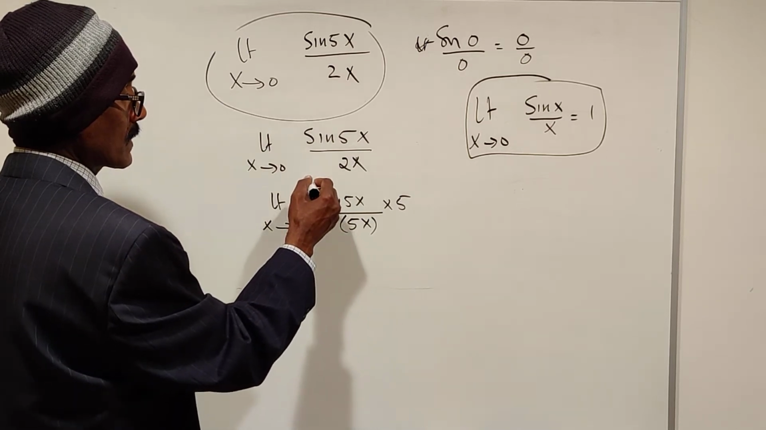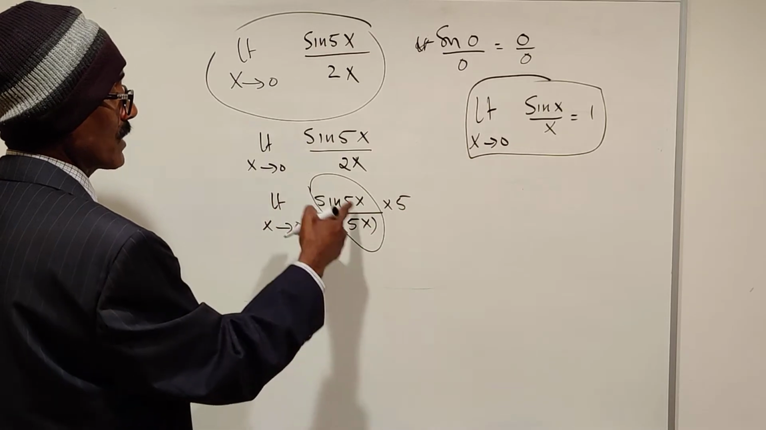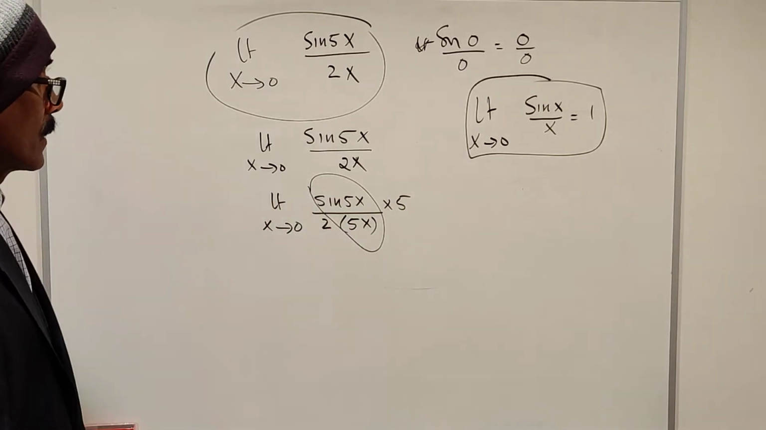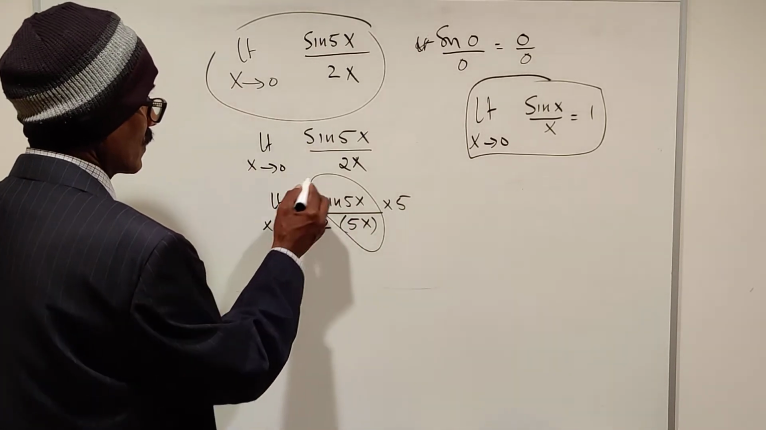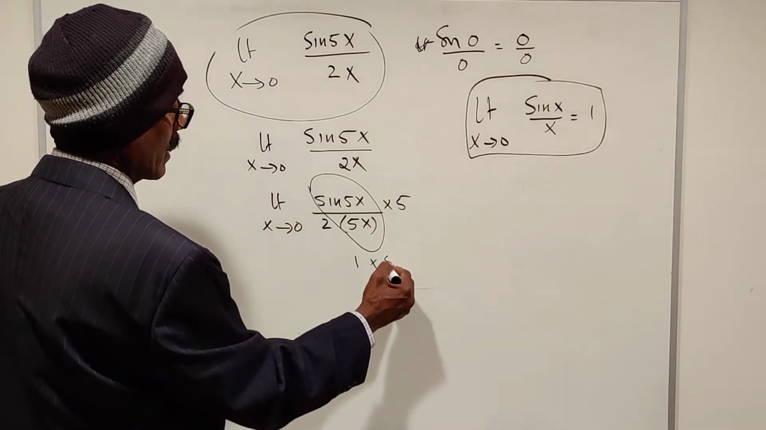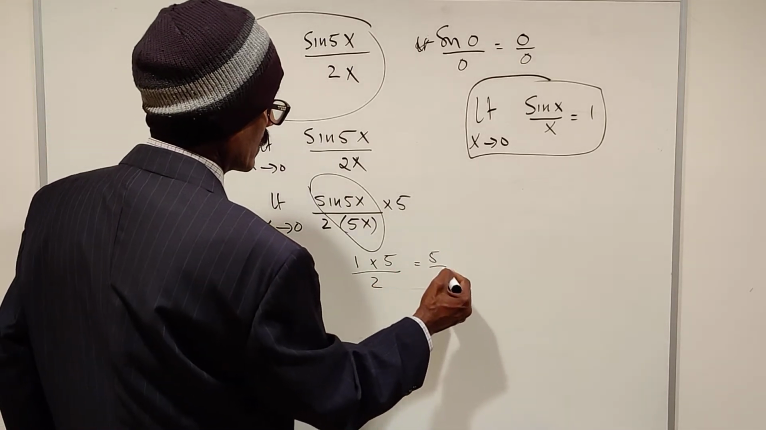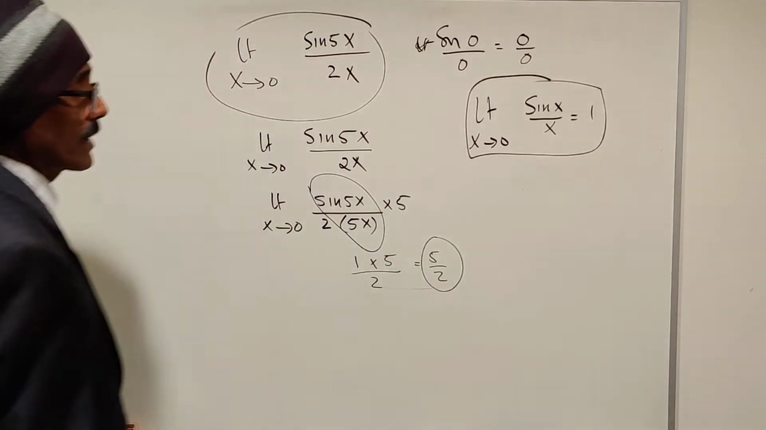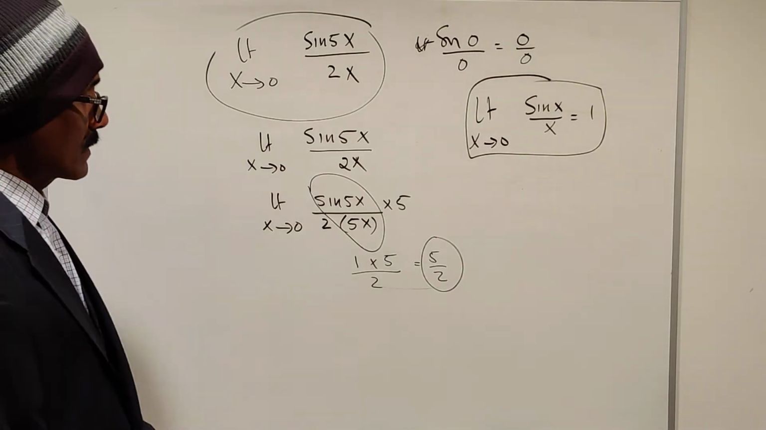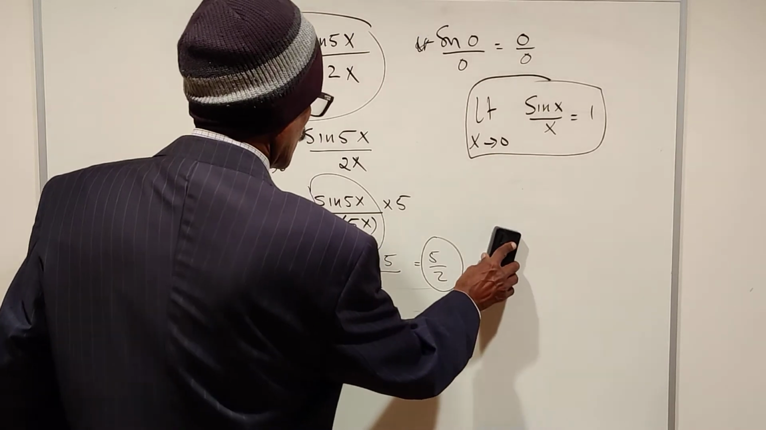Why? Because sine 5x by 5x is 1. Limit x tends to 0, sine 5x by 5x is 1. So this one is 1. So 1 times 5 divided by 2 is the answer. 5 by 2 is the answer. You got it? So these are very simple problems but important. Okay?